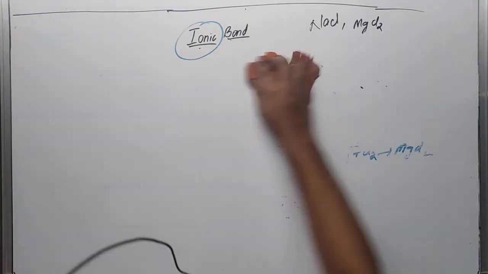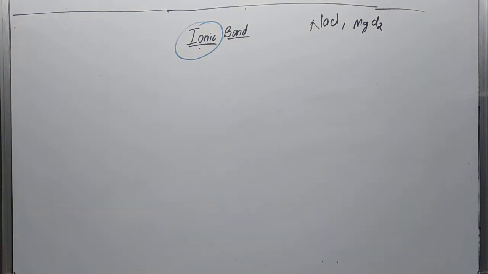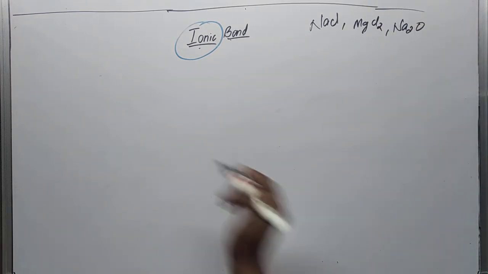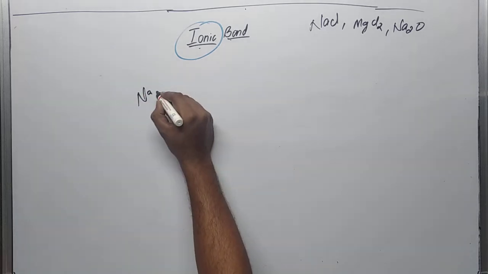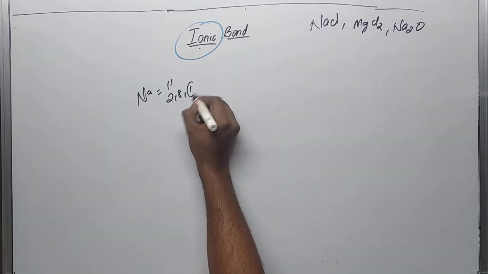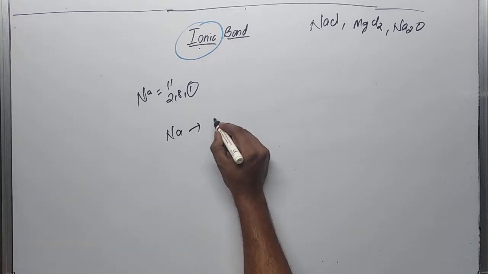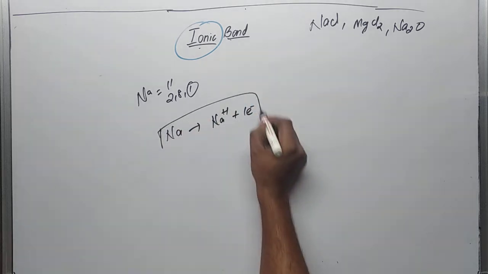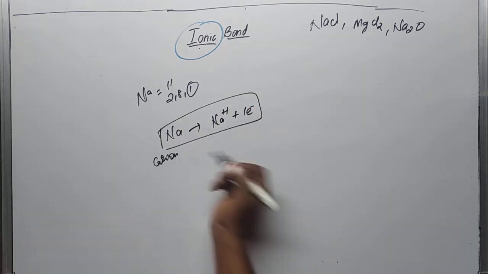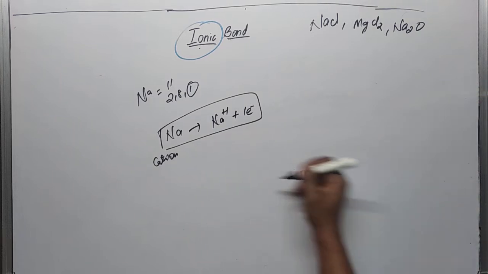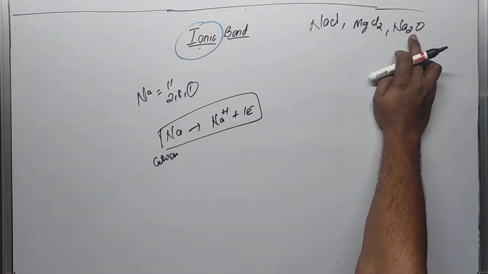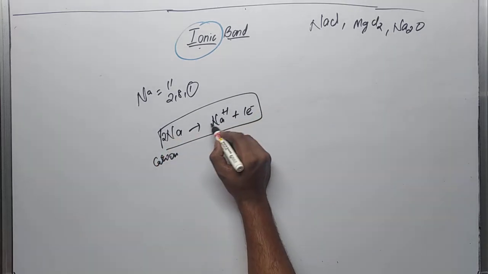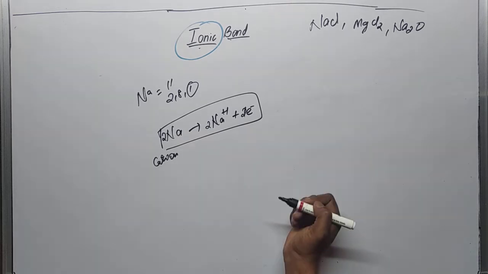So you can say Na2O. So the third one is Na2O. We know about sodium, its atomic number is 11, and we want to remove one electron. When it removes one electron, it becomes Na plus 1. So this is the formation of a cation. Similarly, the second element is oxygen. Here we have two sodiums, and these two sodiums will be removing two electrons.